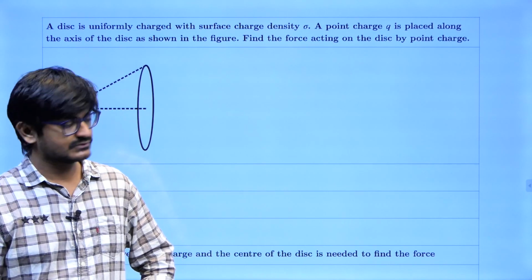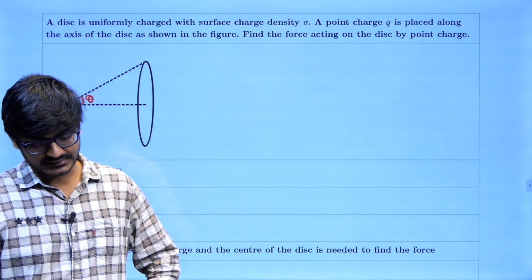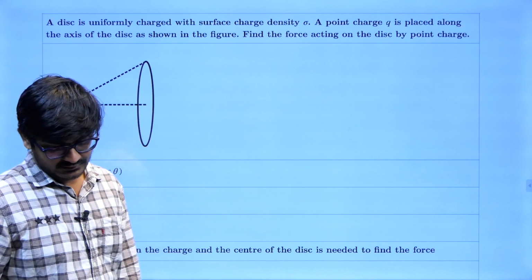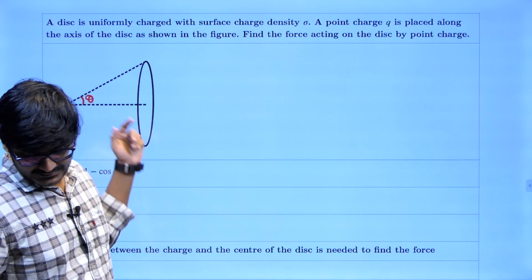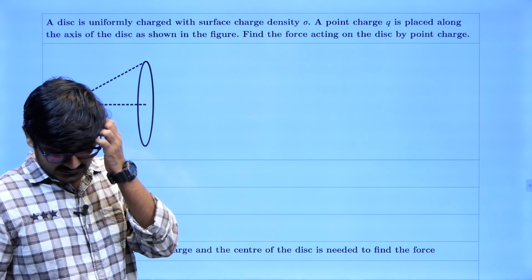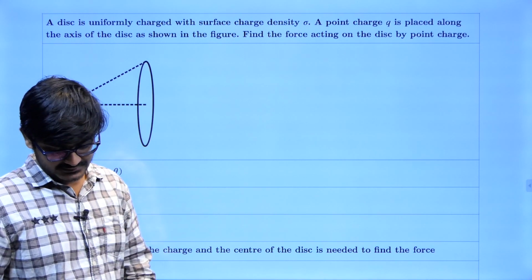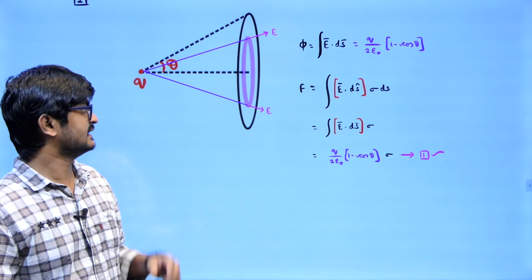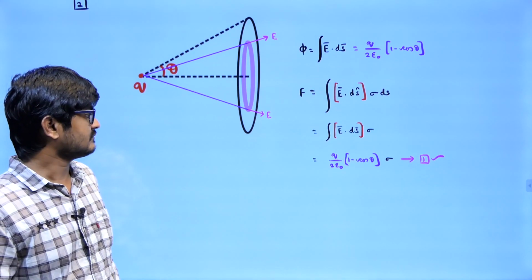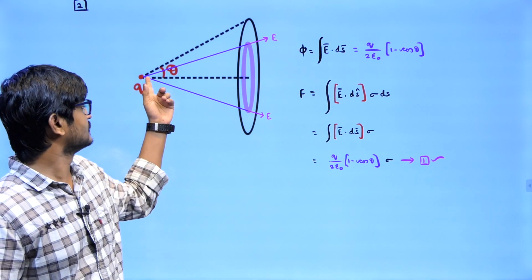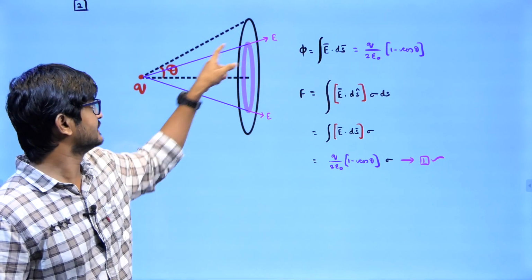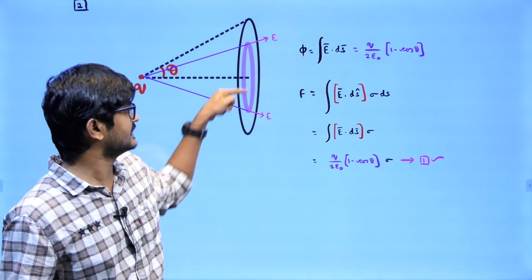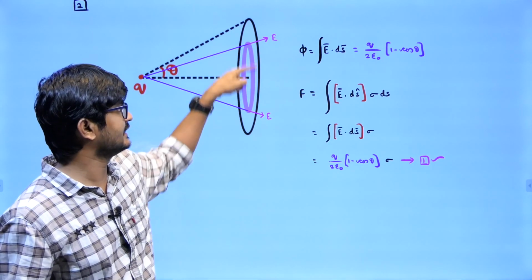Now coming to the next question, the question goes like: a disk is uniformly charged with surface charge density sigma, and a point charge Q is placed along the axis of the disk, and that angle is given in the figure. Find the force acting on the disk by point charge. Now, the first thing is, okay, so if I take some ring element, the electric field because of this charge will be like at this point it will be in this direction, at this point it will be in this direction. I didn't draw the remaining.